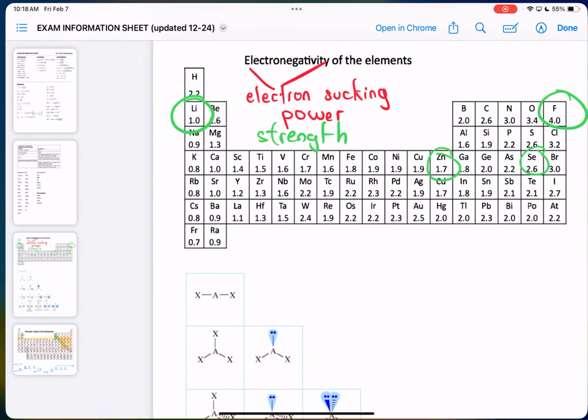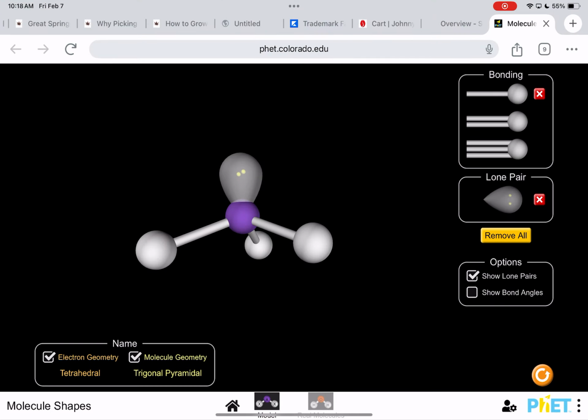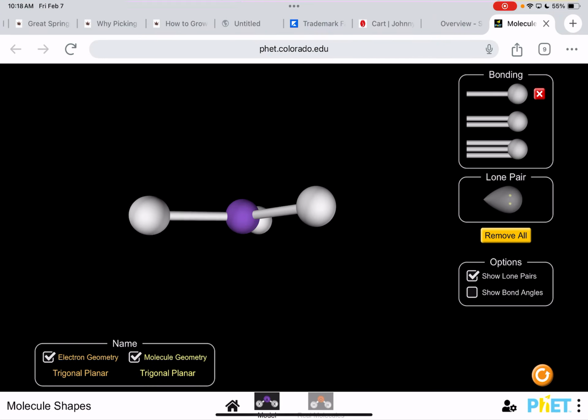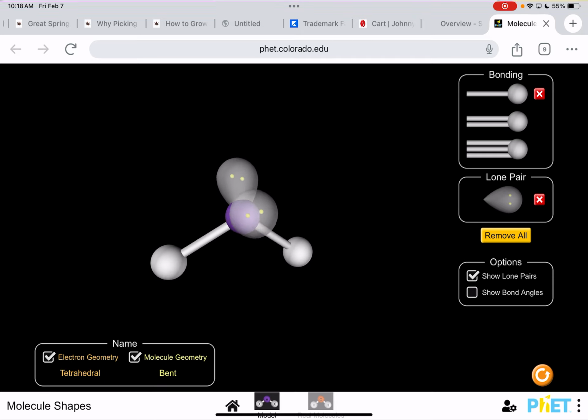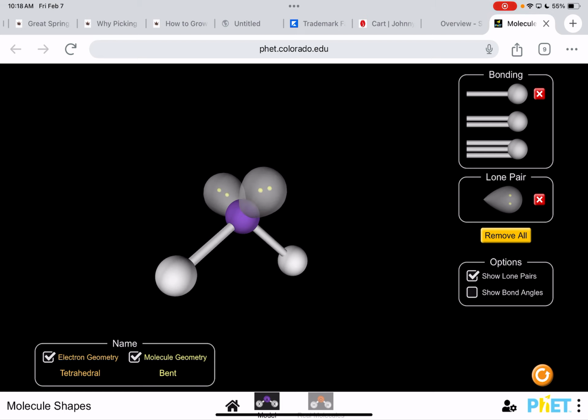So to remind us of what water looks like, okay, this is water. Still has two bonds, but it also had those two lone pairs. And so the two bonds were offset. They kind of took a different geometry into that bent shape. So they're no longer directly across from each other.